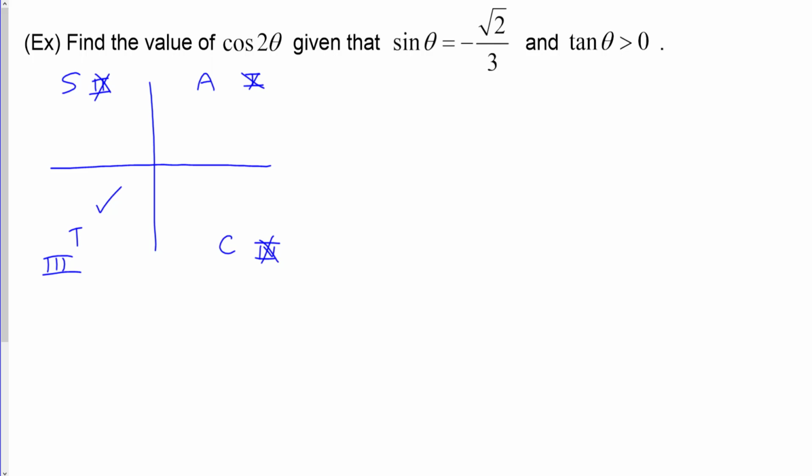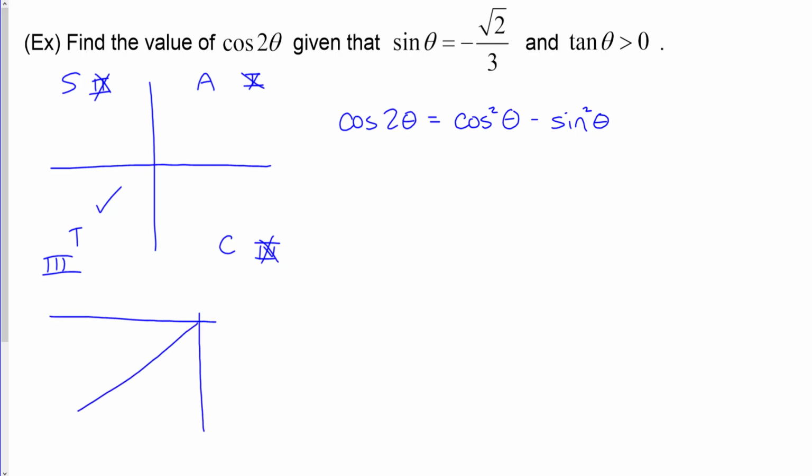Now, cosine 2 theta is going to be cosine squared theta minus sine squared theta. We know what sine of theta is, so we could easily figure out sine squared theta, but we'll have to do some work to determine cosine squared of theta. It comes down to right triangles again. I know I'm in quadrant 3, so I'm going to draw a reference triangle in quadrant 3, and I'll call this theta prime because it's a reference angle.